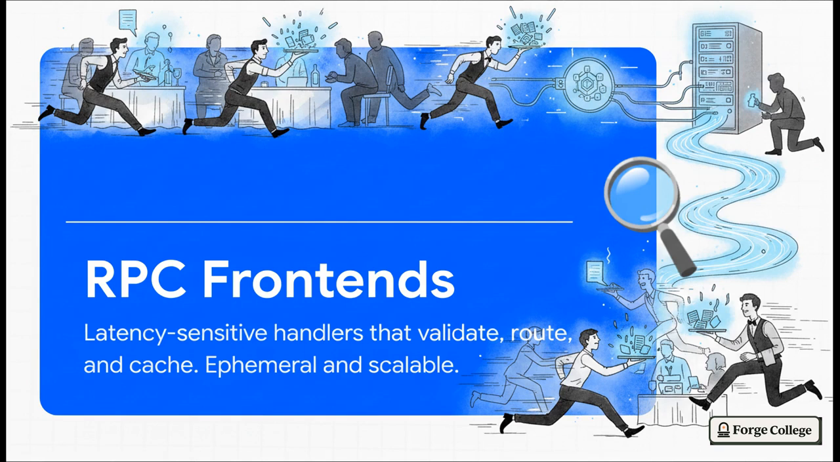First up, the RPC front ends. Think of these as your waitstaff. They're out on the floor, they're moving fast, taking orders, and dealing with demanding customers. They handle short-lived, latency-sensitive requests. They validate the request, check the cache, and route it where it needs to go.